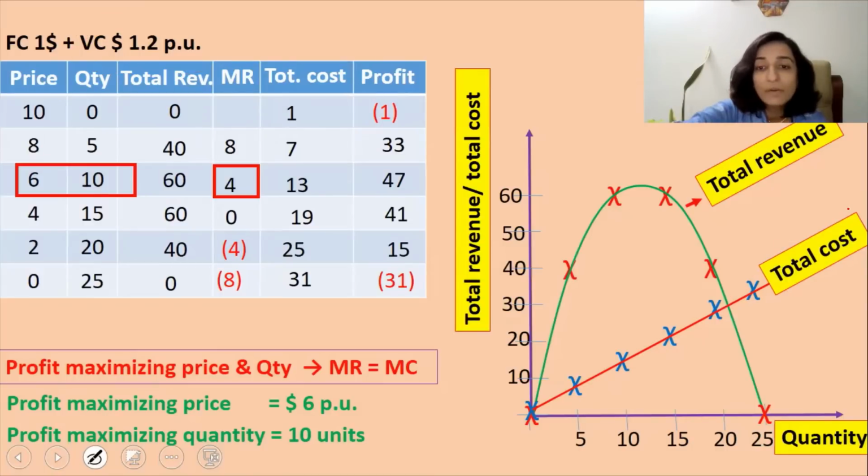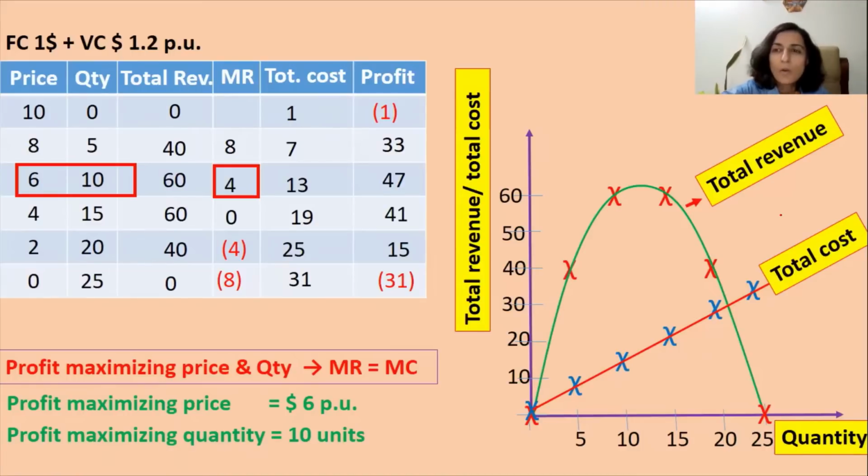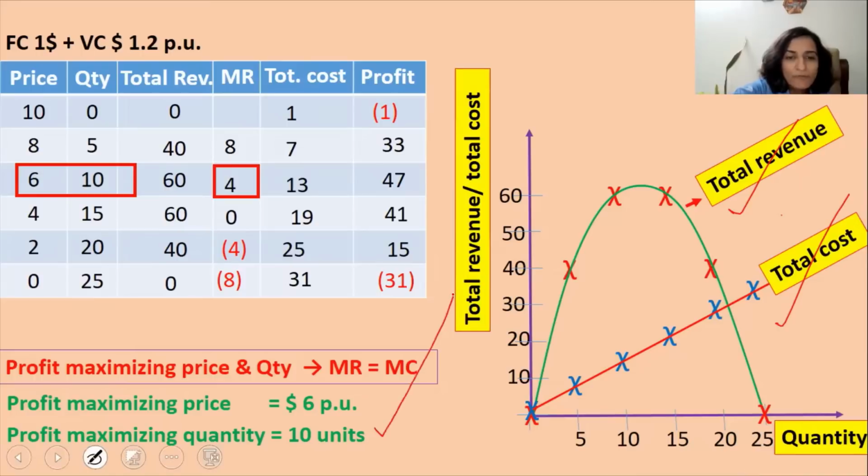And for the total revenue curve, the revenue first increases, reaches its peak between 10 and 15 units, and then it drops. Now, what is total revenue minus total cost? That's nothing but the profit. So now we will take the profit maximizing quantity that we had found out earlier, 10 units. That's here. So what is the profit made at 10 units?